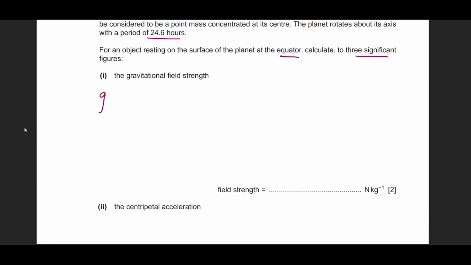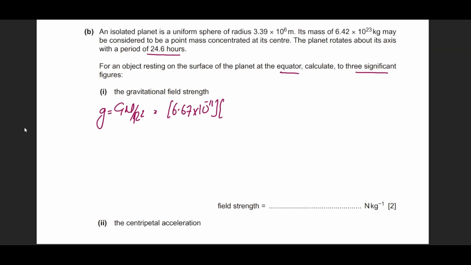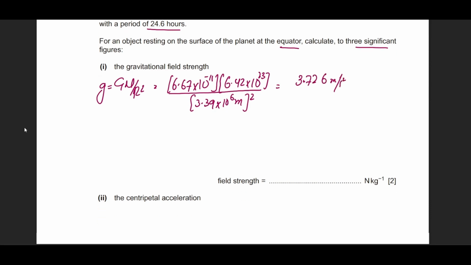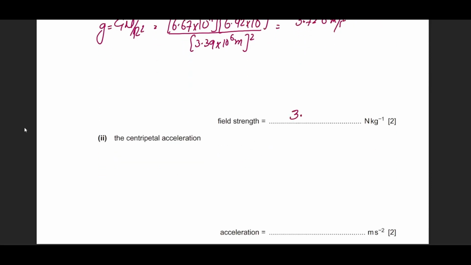So the formula is very simple. The formula is g equals GM over R square. So simply replace the values as 6.67 into 10 raised to the power minus 11 into the mass of the object, given as 6.4 to the power 23, and divide this by R square, which is 3.39 into 10 raised to the power 6 meters, whole square. Don't forget to take the square. This will come out as 3.7 to 6 meters per second square. This looks like Mars. So this is going to be 3.73. It said 3 significant figures, so we have to oblige.